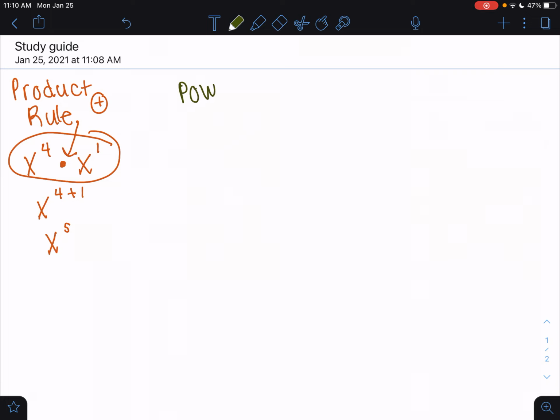Next is our power rule. So if we have like x to the third to the second, when you have a power to a power, you are multiplying those exponents. So this would be x to the third times 2, so x to the sixth. And the power rule tells us to multiply. And you do this when you see a set of parentheses. So when you see the parentheses, it has a power to a power. That's our power rule, multiply exponents.